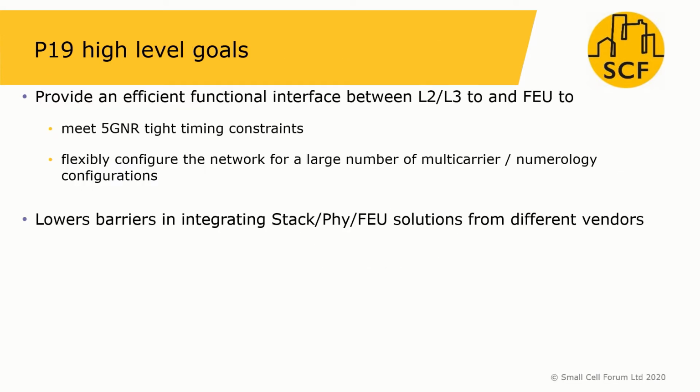We can summarize the high-level goals of the P19 spec as follows. First of all, it provides an efficient functional interface between the upper stack and the front-end unit to meet the 5GNR's timing requirements. It also allows configuring the front-end assets for a wealth of carrier and numerology combinations. And by prescribing a standardized API, it lowers the barriers in integrating the stack, PHY, and front-end unit solutions from different vendors.